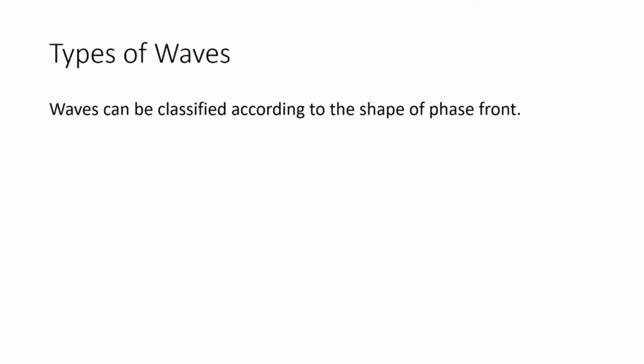So, what are various types of waves and how do they come to their shape? These types of waves are classified according to the shape of phase front. The word phase front is a combination of two words. If I split them, the last part, the front part, corresponds to the collection, and phase corresponds to constant phase.